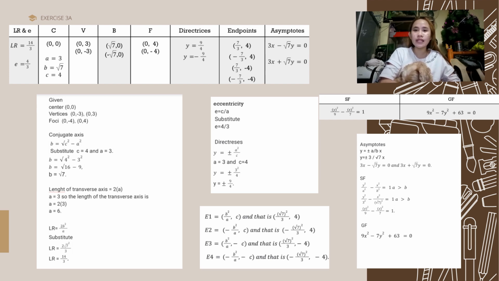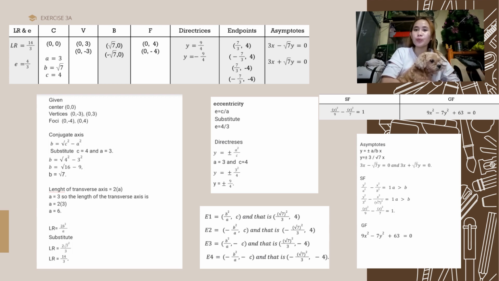So, kung papansinin natin ang vertices, 0, negative 3, and 0, positive 3, malalaman natin kung saan ang transversal axis niya nakalagay. So, based doon, malalaman natin ang transversal axis is on the y-axis. We all know that A is equal to 3, from the vertices. Given the foci 0, negative 4, and 0, positive 4, we all know that C is equal to 4 units, where C is the focus.